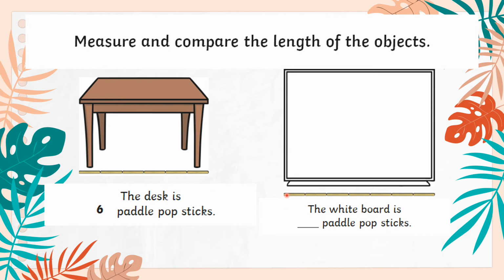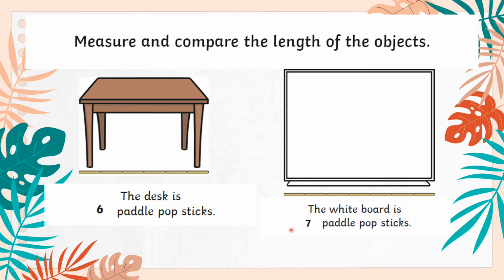And how many must be combined together to make up the length of a whiteboard? 1, 2, 3, 4, 5, 6, 7. So the whiteboard is 7 paddle pop sticks.